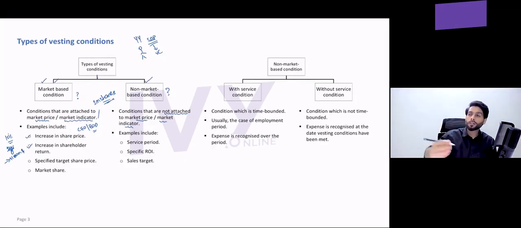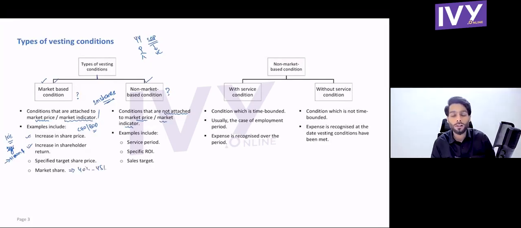It can be a condition for the salespeople, for example, that if you increase our market share from 40% to 45%, we will give you a share based payment. Now since market share is a market based indicator, it will be known as market based vesting condition.